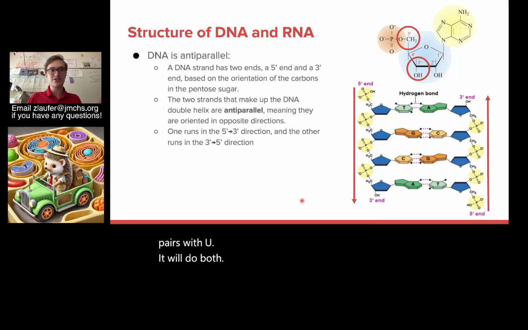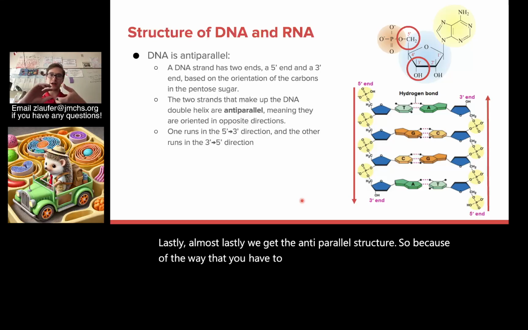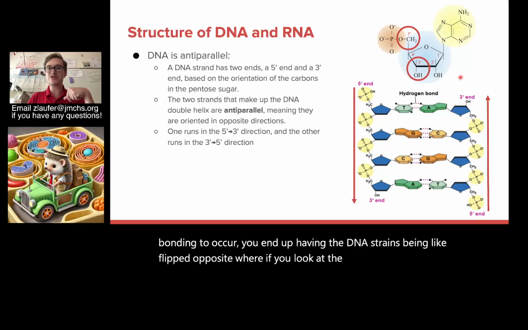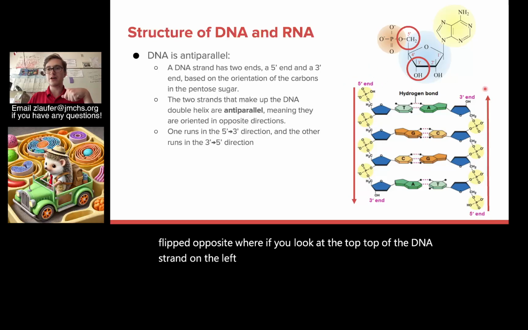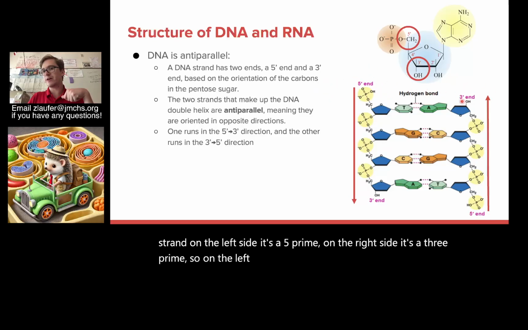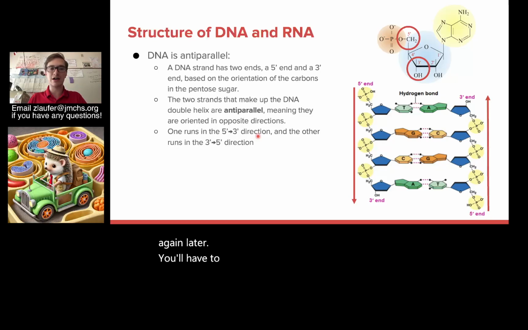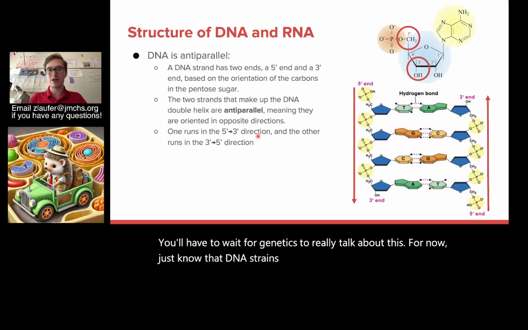Almost lastly, we get the anti-parallel structure. Because of the way that you have to orient the molecules for the hydrogen bonding to occur, you end up having the DNA strands being flipped opposite, where if you look at the top of the DNA strand, on the left side it's a 5', on the right side it's a 3'. So on the left side it's a phosphate group, on the right side it ends in a sugar. That is going to be giving them some properties. Again, you'll have to wait for genetics to really talk about this. For now, just know that DNA strands are anti-parallel. They run opposite. They end in opposite ends.